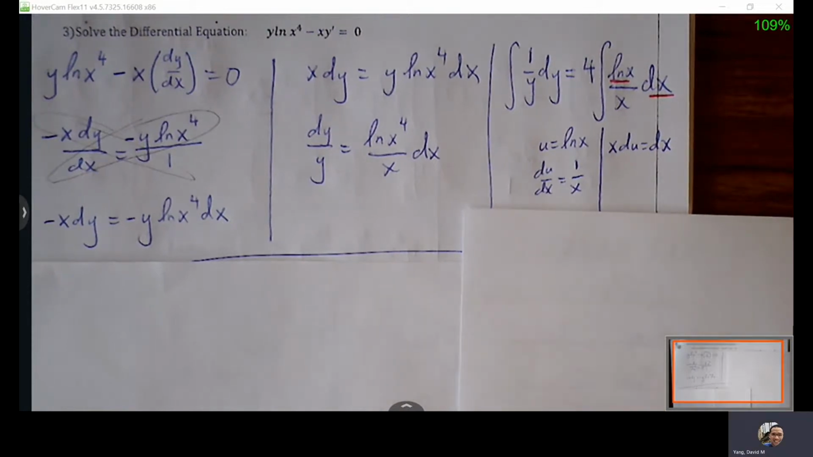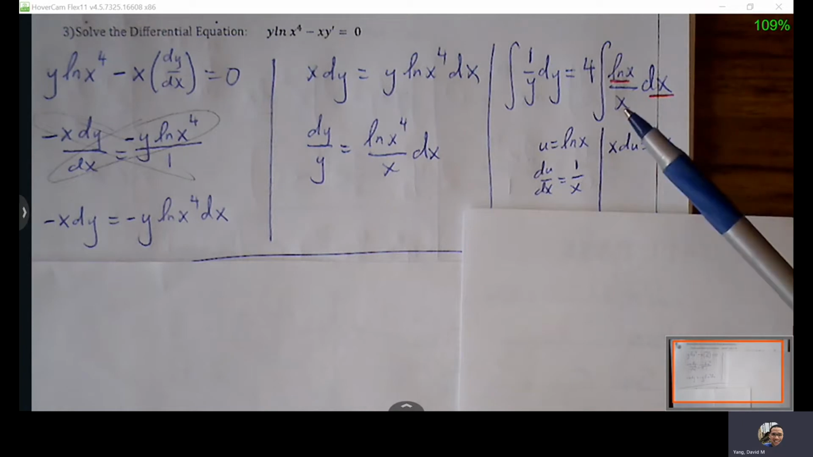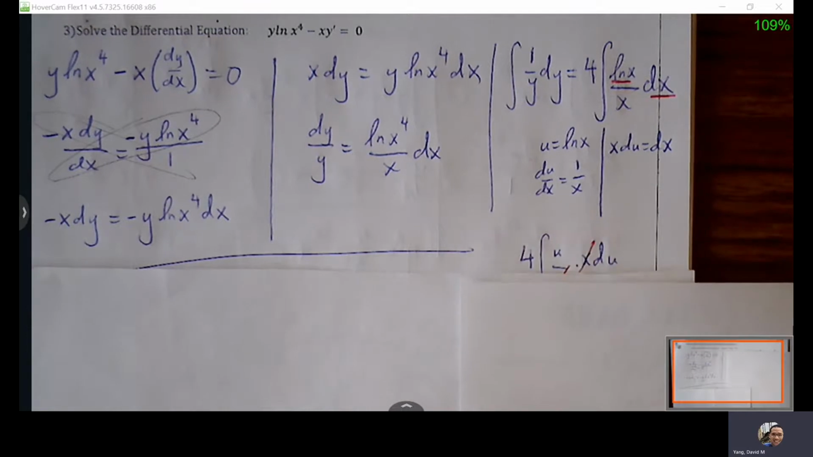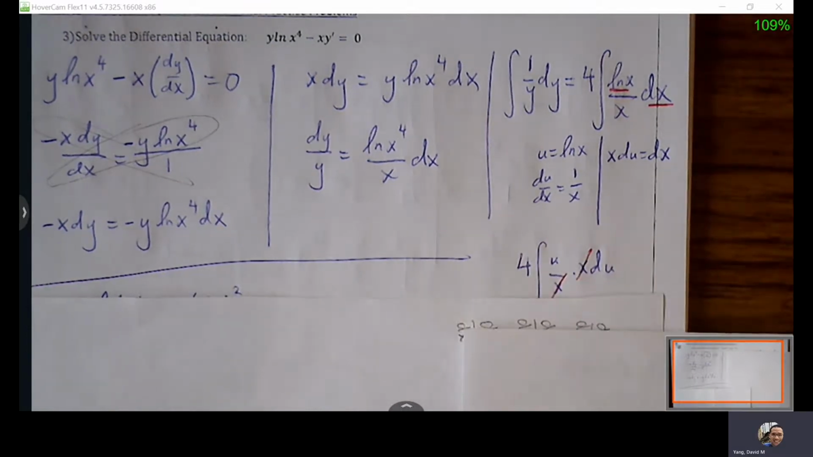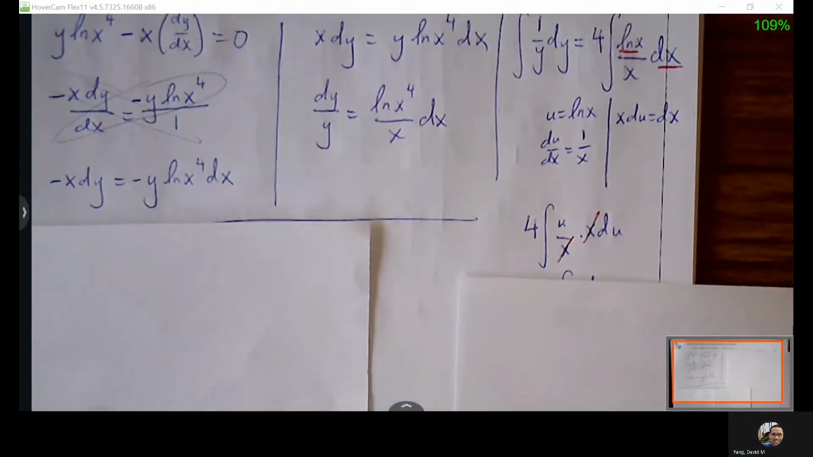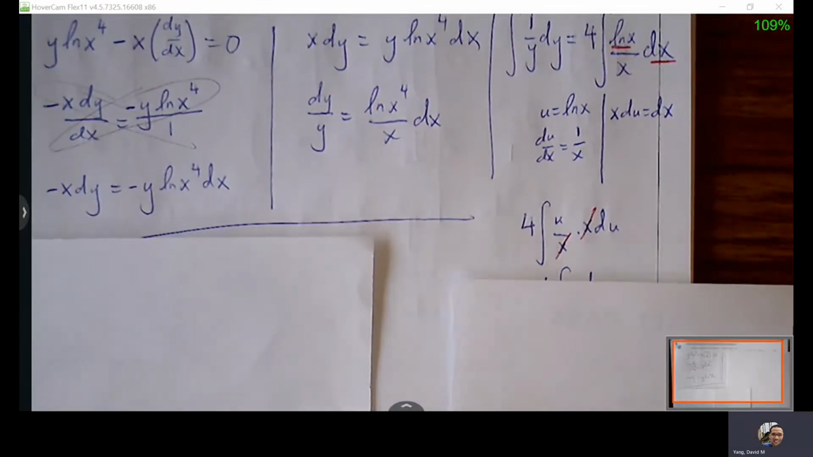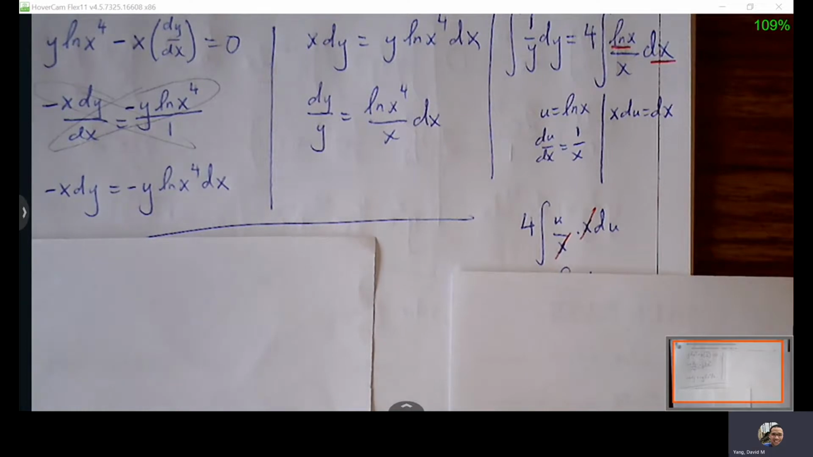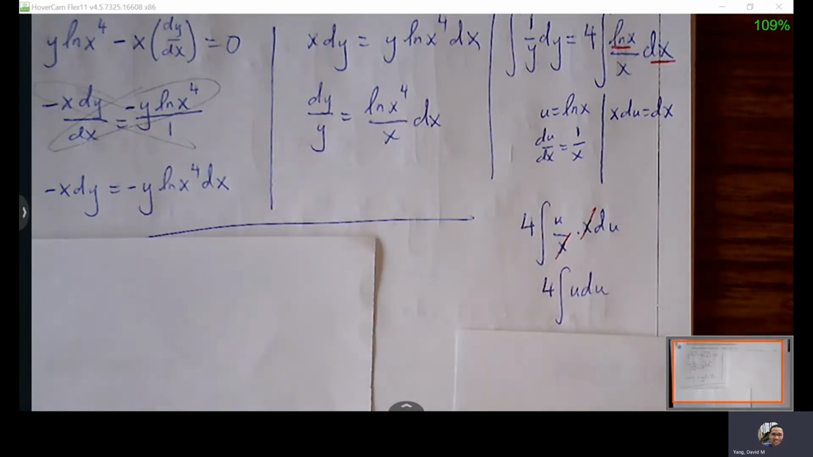Go through your substitution. Cross multiply, x du equals dx. Replace dx with x du. That should handle nicely with this x. And it should clean up to be a nice power rule that we can use. All right, x's cancel out. I'm left with u du. Integral of u is just u squared over 2.